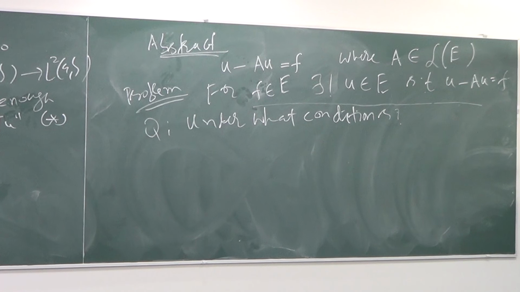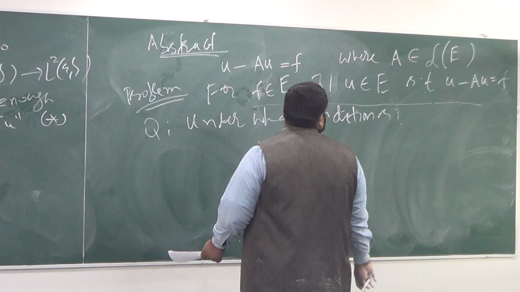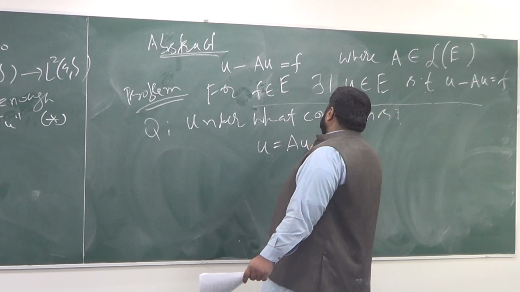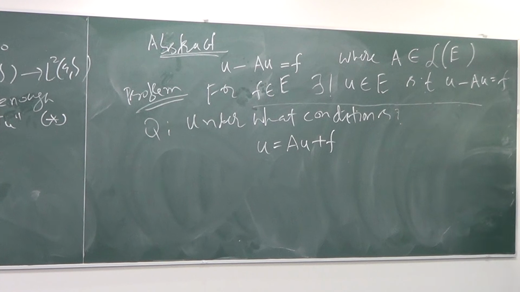So under what condition? If I solve this abstract problem, and another problem that I told you about, the diagonal equation will be solved. So the way is this actually. If U is, what do we call it? We rewrite this problem as U equals A U plus F.